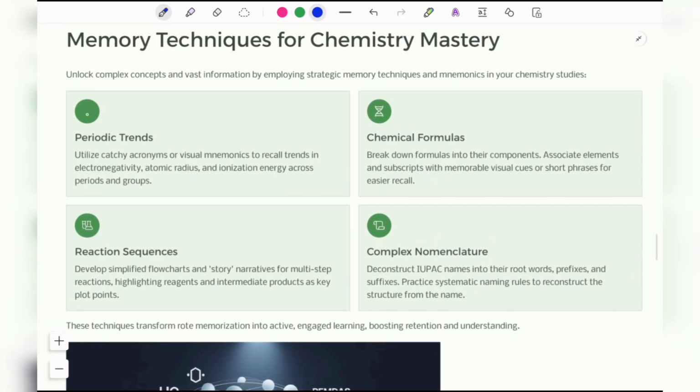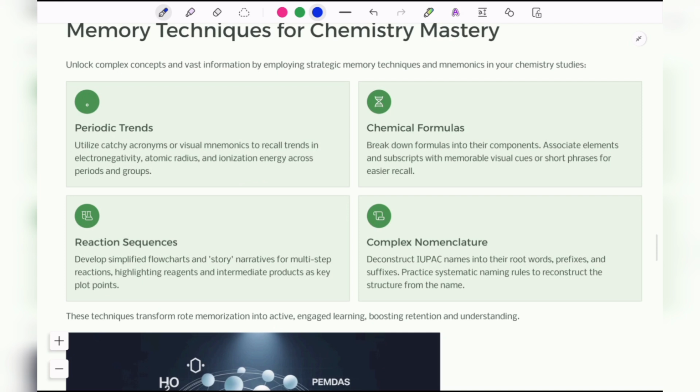Memory techniques for chemistry mastery. We can see that we have got some catchy acronyms or visual mnemonics to recall trends in electronegativity, atomic radius, ionization, and then we have reaction sequences. Develop some simple flowcharts and story narratives for multi-step reactions, highlighting reagents and intermediate products as key plot points.